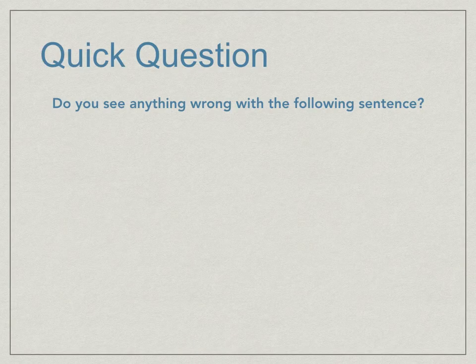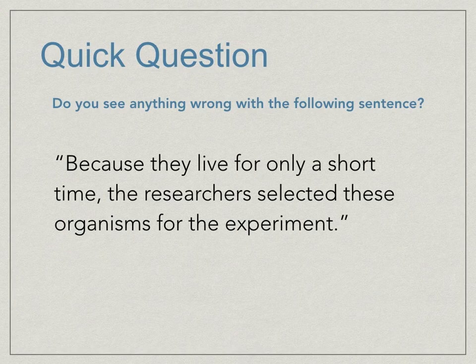So, first of all, to see if you can identify misplaced modifier right off the bat, take a look at this sentence. Because they lived for only a short time, the researchers selected these organisms for the experiment. Now, it may seem a little unusually or awkwardly constructed, but it also does seem to have many of its necessary components. You can look at this or skim this and see that this is a sentence telling us about an experiment involving short-lived organisms that were chosen for exactly that purpose.